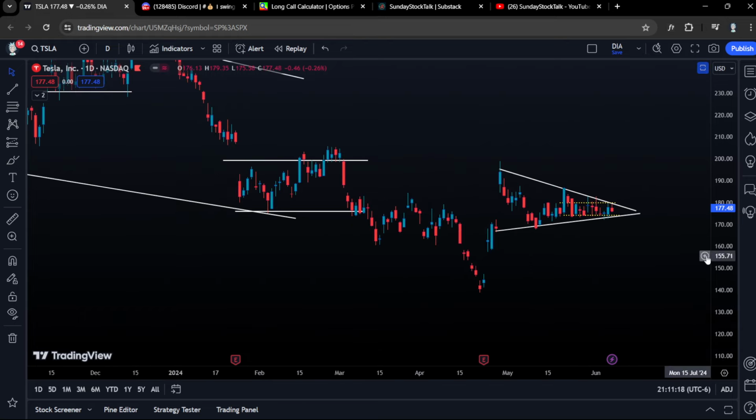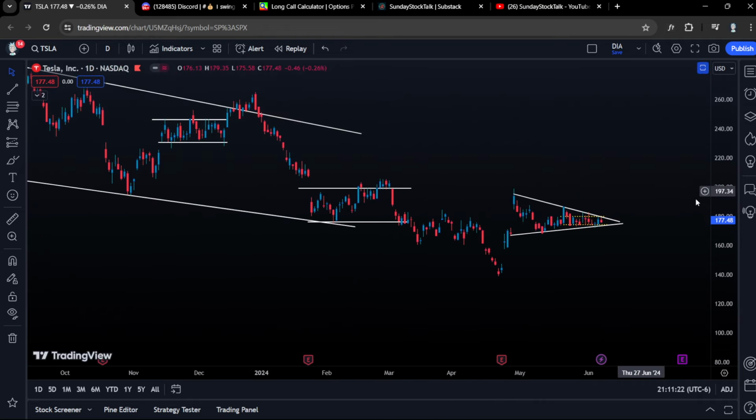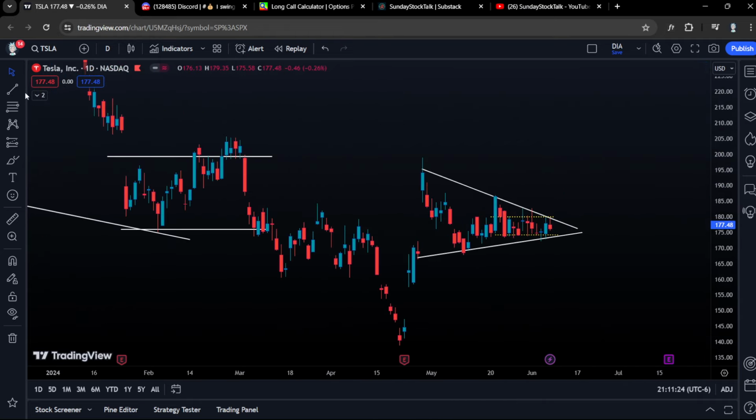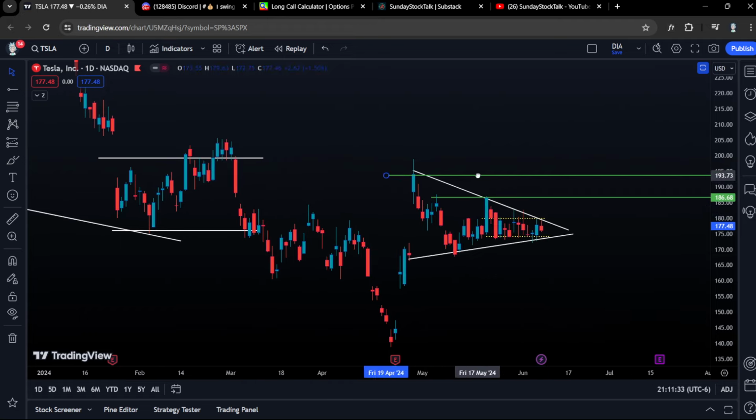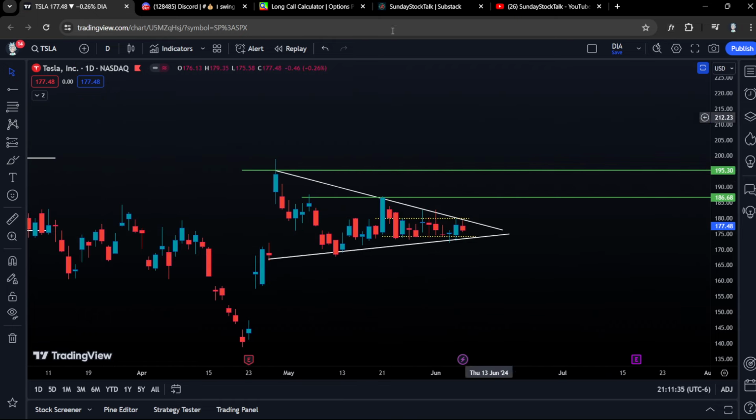So this is what we are taking a look at, Tesla. It looks really good, very nice. Now, the price target is going to be our resistance. We have a solid resistance right here, and then we have a solid resistance right here.